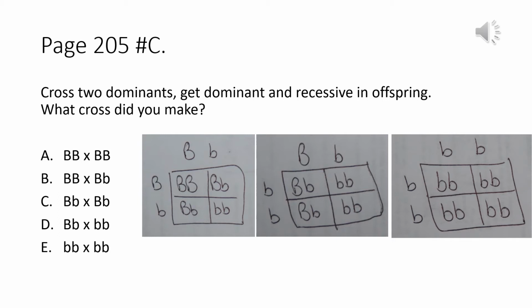White. The question said we were crossing two dominants. There's a problem with letter D. We didn't cross two dominants. What's the problem with letter E? We crossed two recessives. Yeah, well, it also doesn't give dominant and recessive in the offspring.